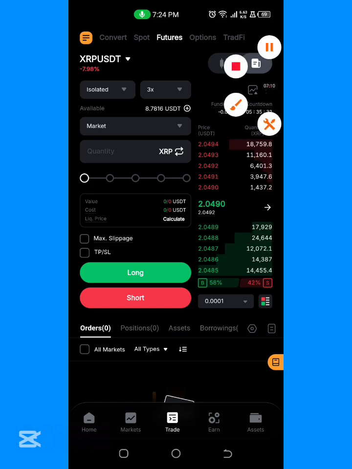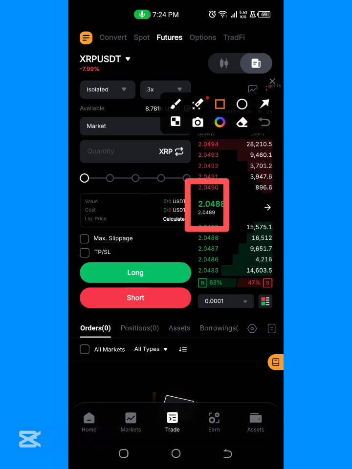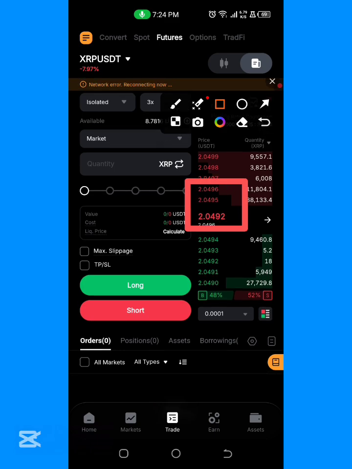Look at the price of this token now, XRP. This is the price, 2.0493. That's the current price. So let's assume I want to predict the price to go up. I will click on long and it will buy for me at the exact price.